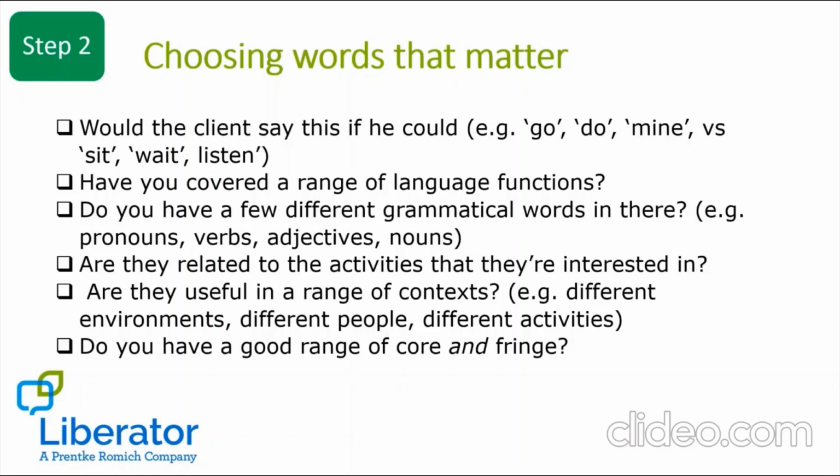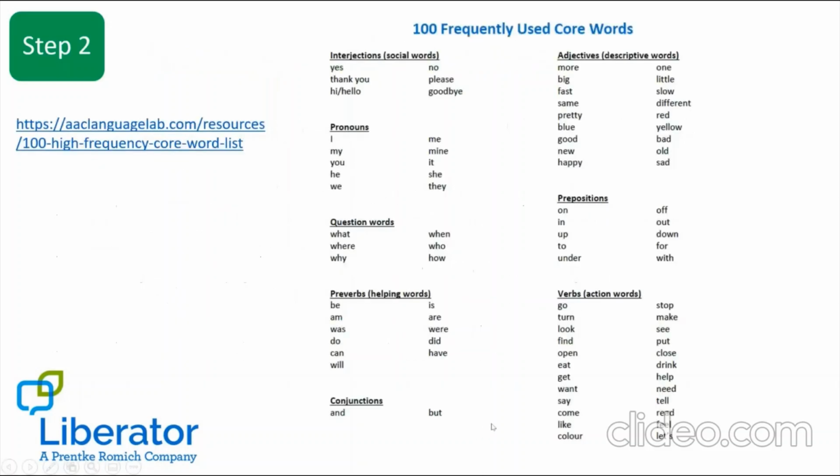Covering a range of core and fringe words will mean that the user can practice these in a lot of contexts and for multiple pragmatic functions, just like we mentioned before. Adding fringe words is important because your user can talk about specific topics and objects and people, so don't neglect fringe.